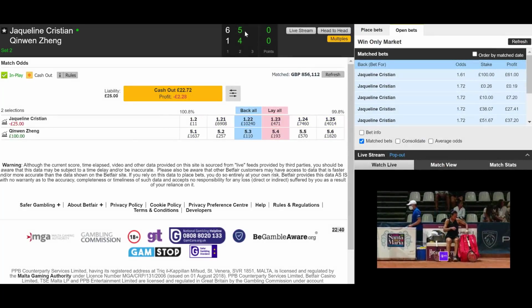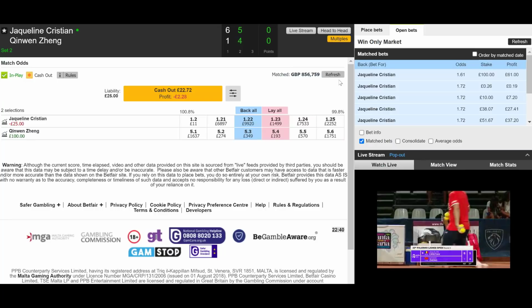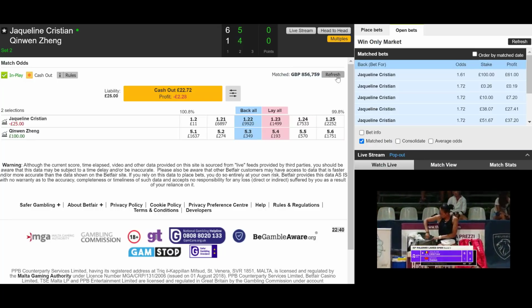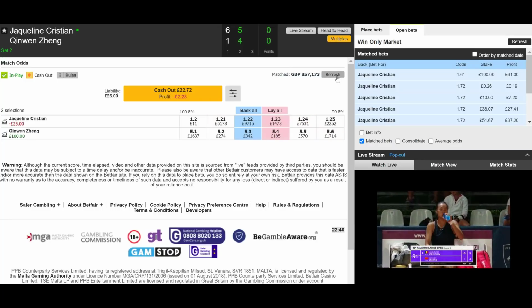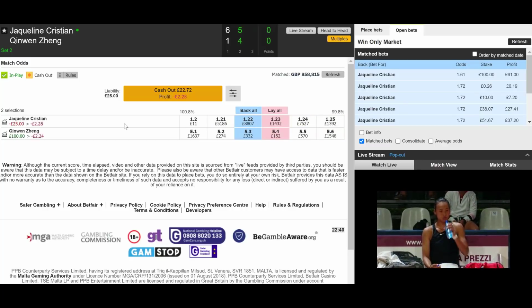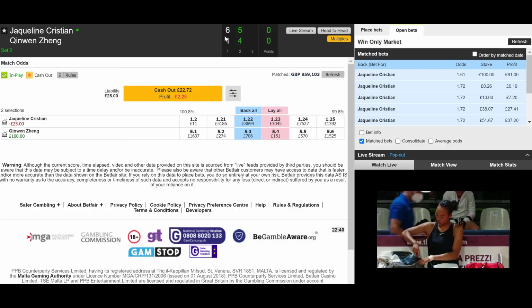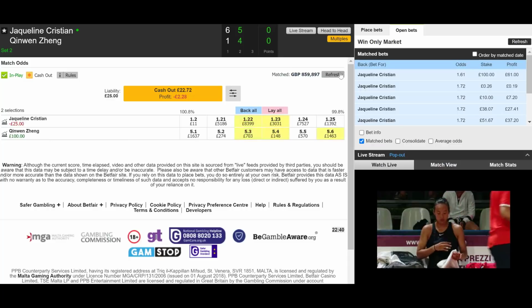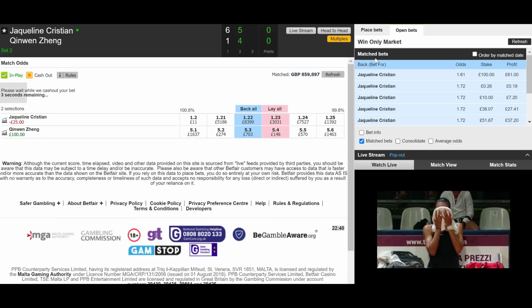So anyway, here we are. Look, it is 5-4, and Christian's about to serve to win the match. So it's fair to say this trade hasn't worked out, has it? According to our plan, we wanted to lay Christian at the start of the second set. We wanted Zheng to get back in, well, to take the lead at least. And we're really up against it now. So, anyway, we can take the scratch on this one.